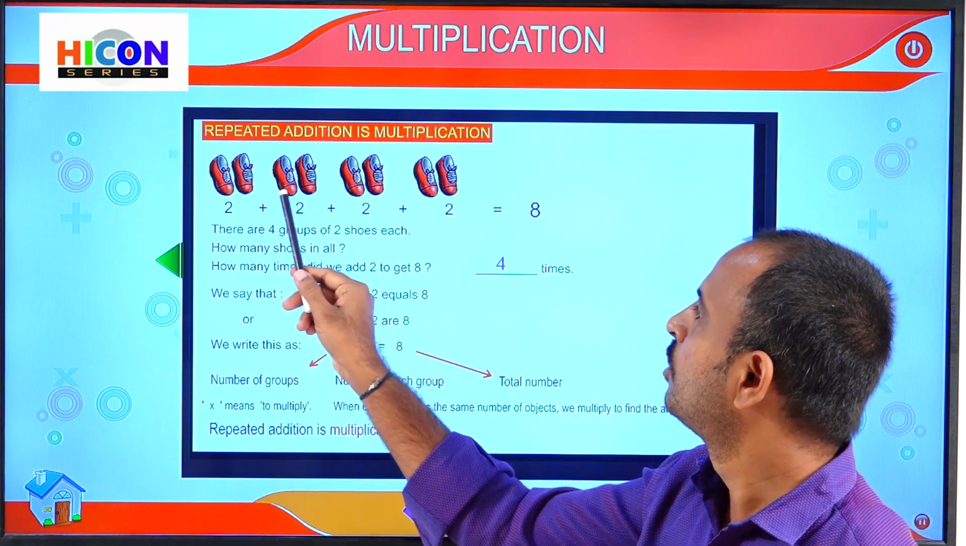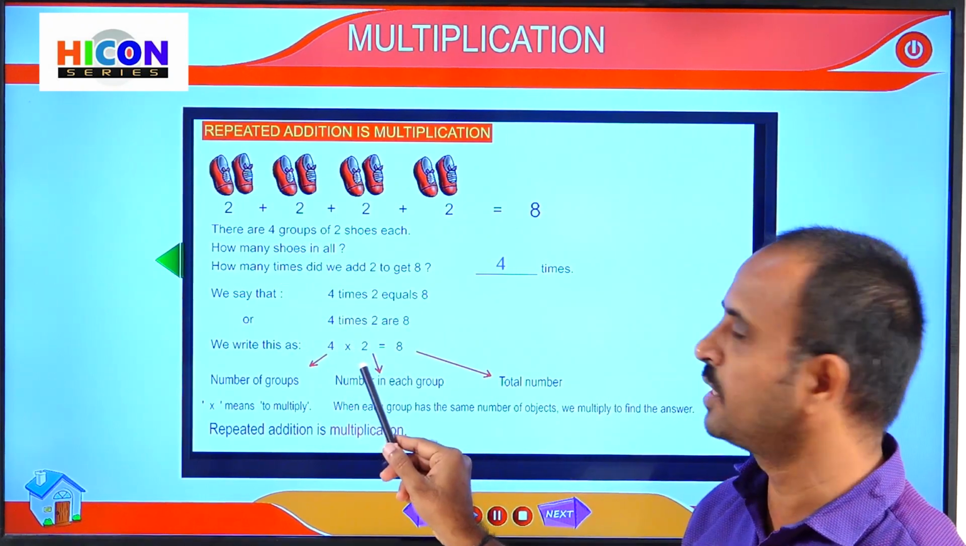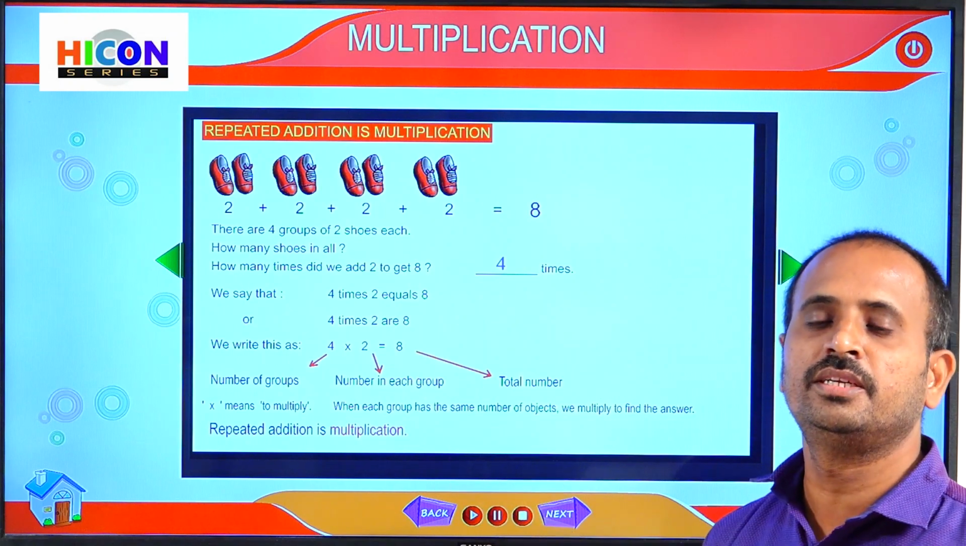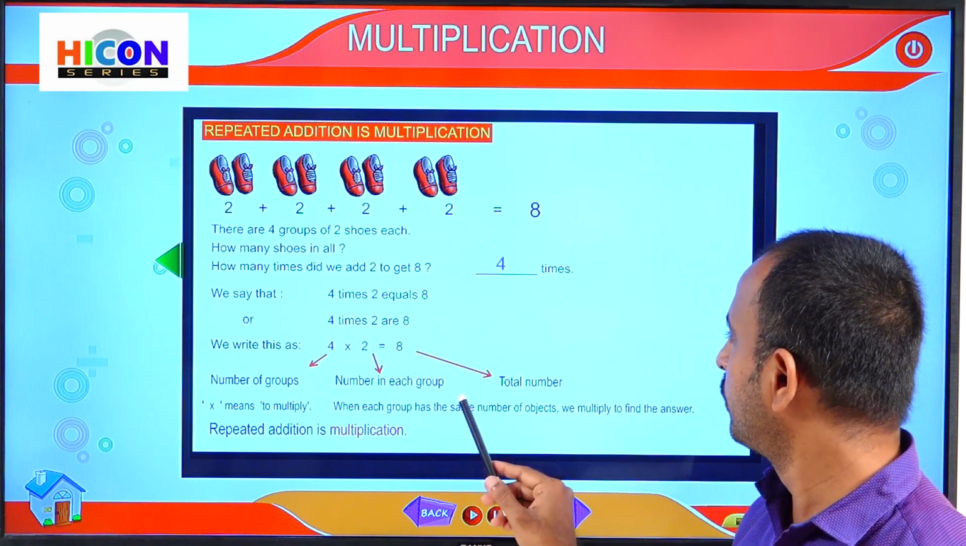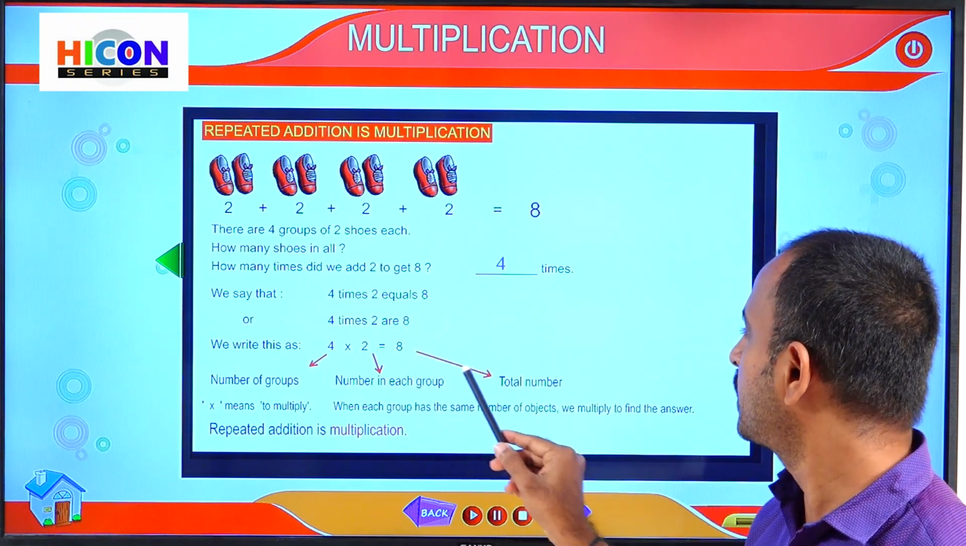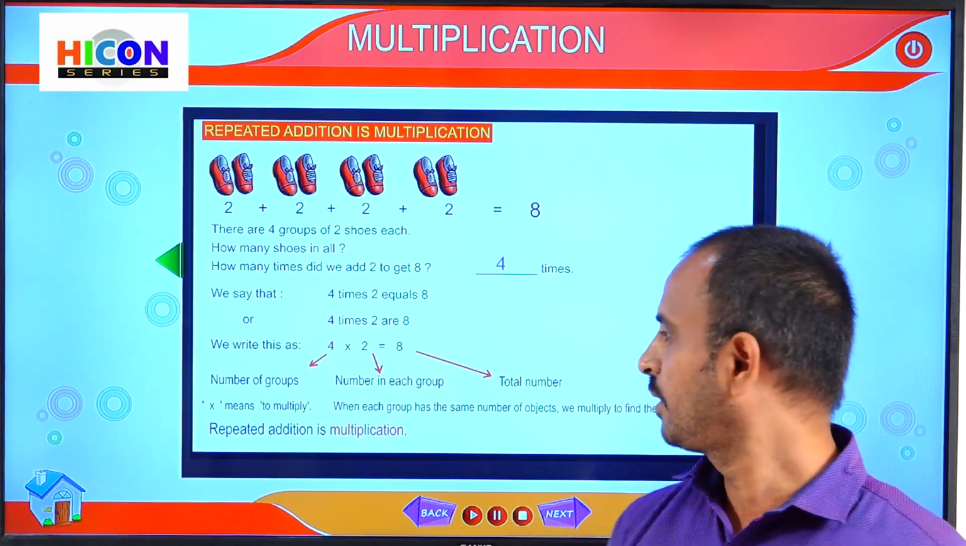So in each group, how many shoes are there? In each group, there are 2 shoes. So here the 2 represents the number of objects in each group. So that is equal to... what does the 8 represent here? 8 represents the total number, that is, the total number of shoes.